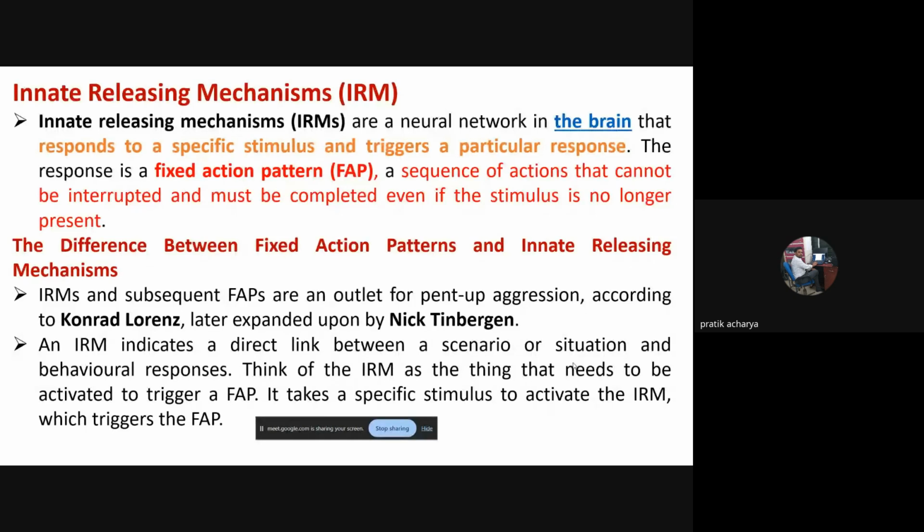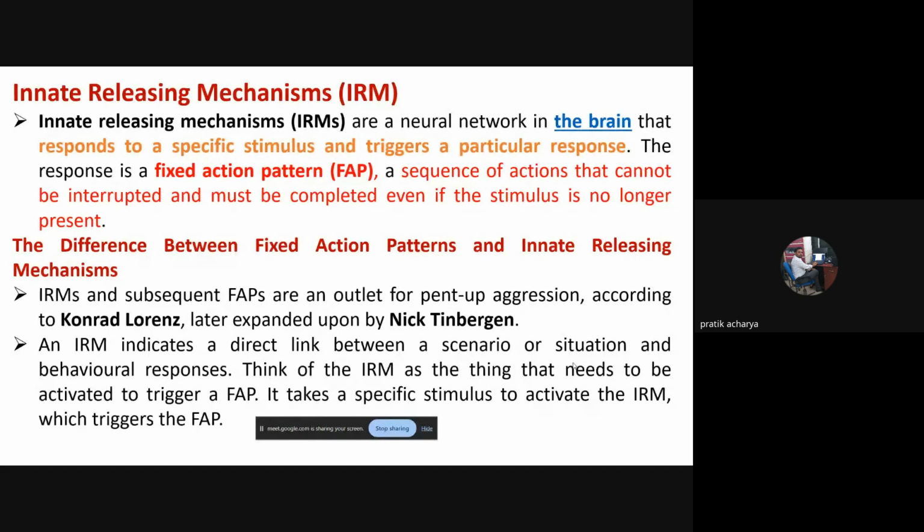Some time before, we discussed in the mechanism of behavior that after receiving the impulses, our brain starts interpreting. That is the result of this innate releasing factor, the result of this interpreting. Okay. And the innate releasing factor response is a fixed action pattern.